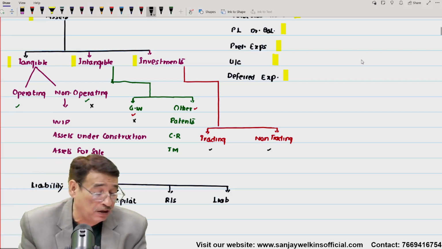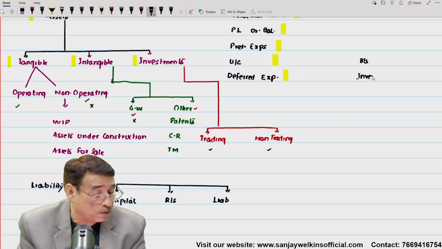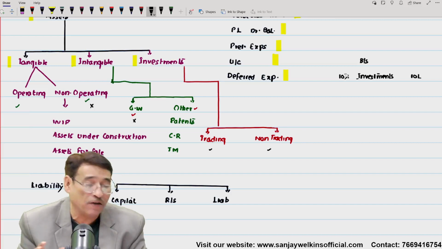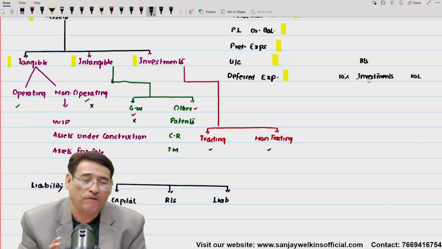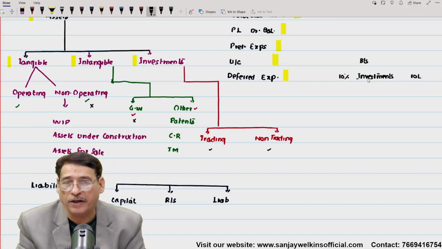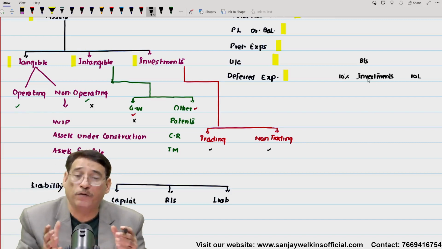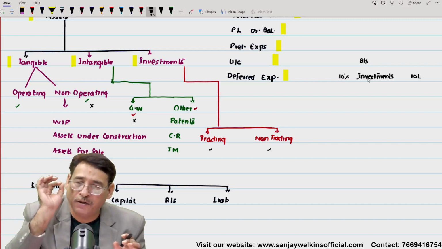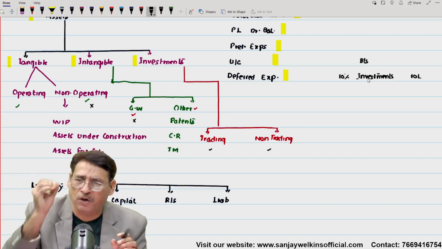For example, in the balance sheet of a particular entity, I have written investments, whatever amount you may like to write. Let us say these are 10% investments. Now, could you tell me whether these investments are trading or non-trading? You won't be able to tell me so easily. You must understand that investments are always non-trading.